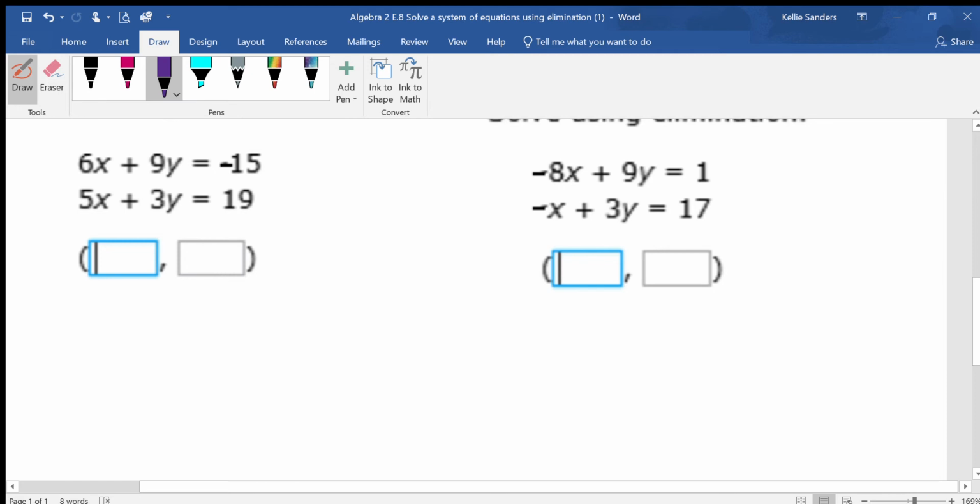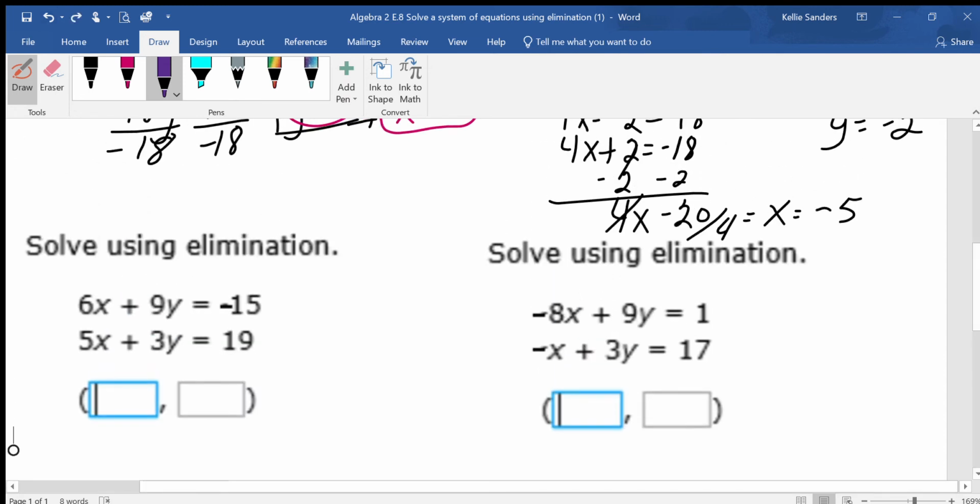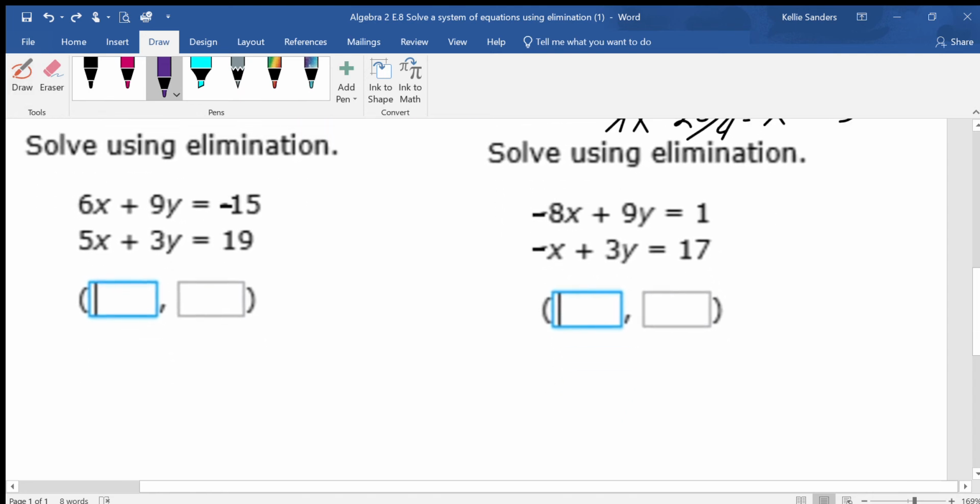Decide what you want to get rid of. Think about 6 and 5. Can you multiply 5 by anything to get 6, since 6 is a bigger number? No. But on the y's, can you multiply the smaller number by something to get the bigger number? And the answer would be yes. But make sure you look at the signs. Okay? To be able to eliminate, one sign must be positive and one sign must be negative.